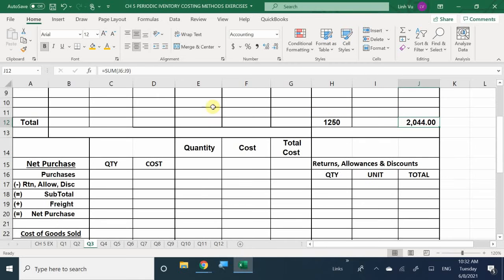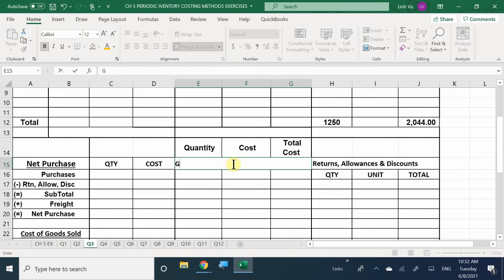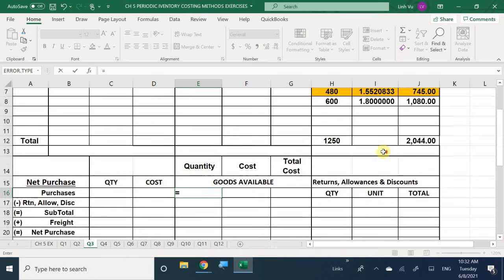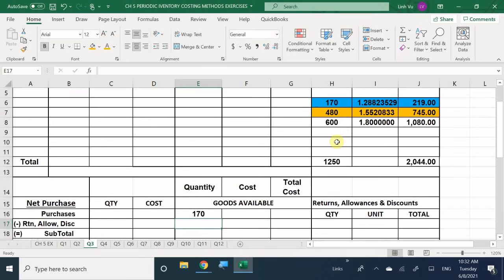So when that's the case, what I'm going to do is create my table here, so when I make my purchases and I have my returns and things like that, I can keep focus and make sure that this is my goods available. So I'm going to label this section as my goods available. And I'm going to carry my values over, because this is my beginning balances. So these are going to be here as well.